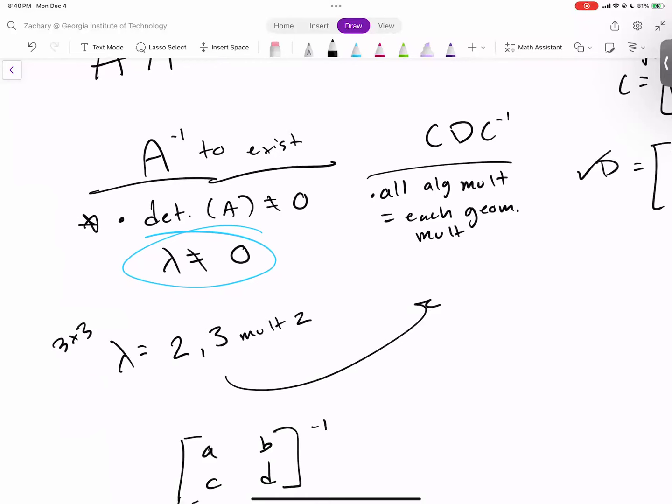If lambda equals 0, it is not invertible. What that tells me is one of my positions in D is 0. It doesn't tell me anything else about diagonalization. It still could be diagonalizable. We don't know. We can't discount that it's not. But what it does tell us is one of those positions in D, and that's pretty much all it tells us. Can't really go further than that. Okay? Does that make sense?